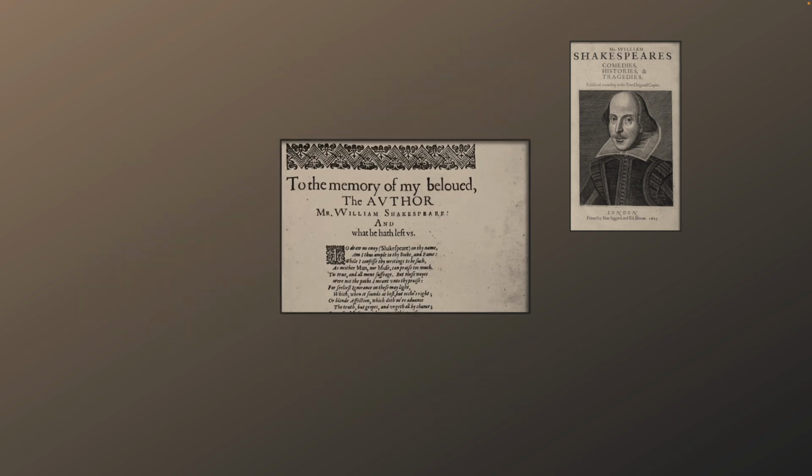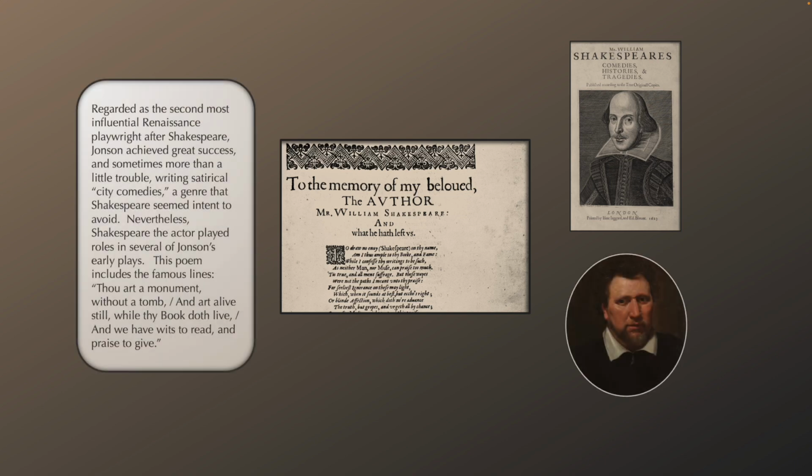Another interesting feature of the 1623 folio are the dedicatory poems that appear at the beginning of it. The most famous one is this one, "To the memory of my beloved, the author, Mr. William Shakespeare, and what he hath left us." This was a poem written in couplets by Ben Jonson. And Jonson is widely regarded, and was regarded at the time, as the second most influential Renaissance playwright after Shakespeare.